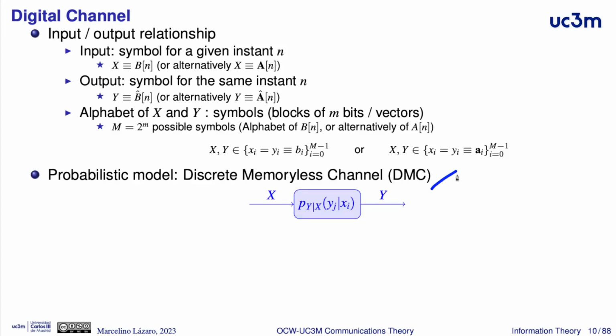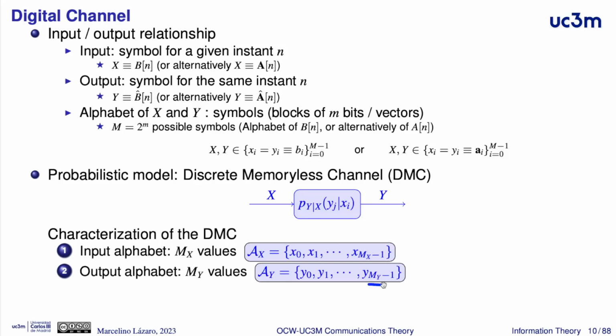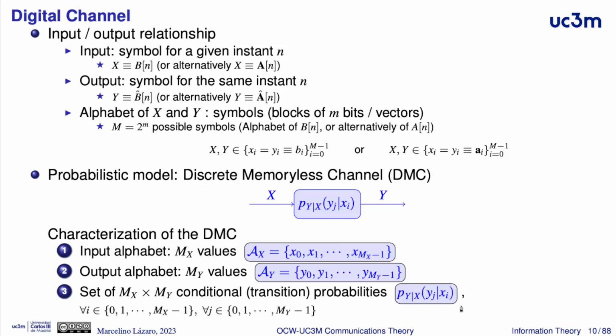And the probabilistic model that is used to represent the digital channel is the discrete memoryless channel, which provides a conditional distribution of the output of the channel given the input. The characterization of a discrete memoryless channel is very simple. It is necessary to know the alphabet of the input, in general, Mx values, the alphabet of the output, in general, My values, and the conditional distribution of the output given the input. This is a set of Mx times My values.